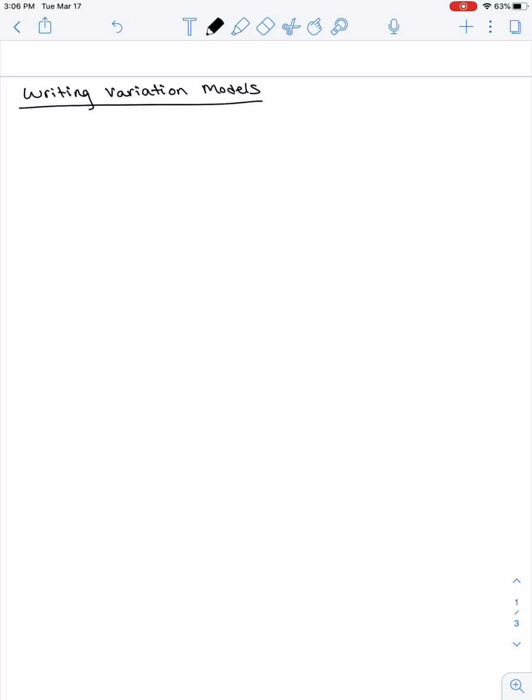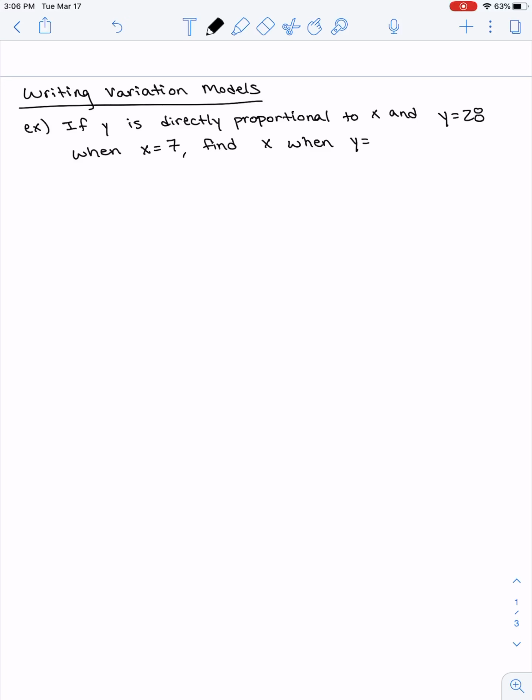So for something like this, I might tell you if y is directly proportional to x and y equals 28 when x equals 7, find x when y equals 52.